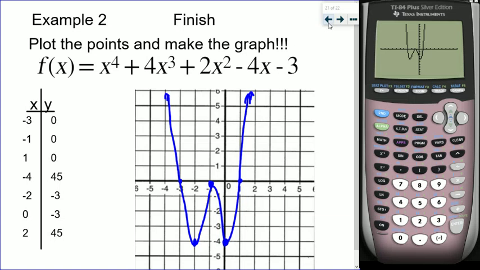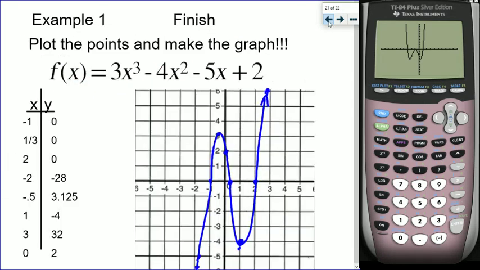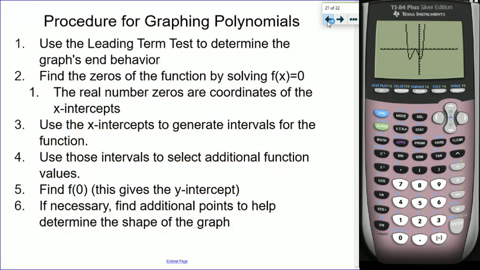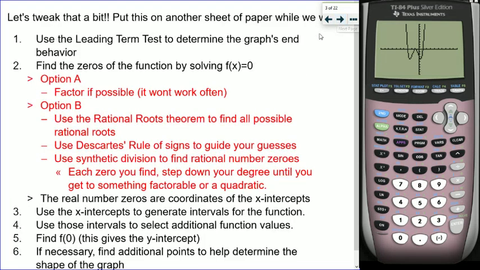All right? So to recap, remember this process right here. This is going to be what's important. If you can do these, you're going to be in business. You're going to be able to graph this stuff.